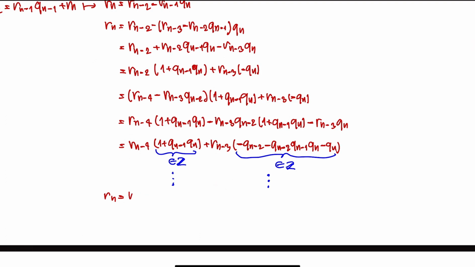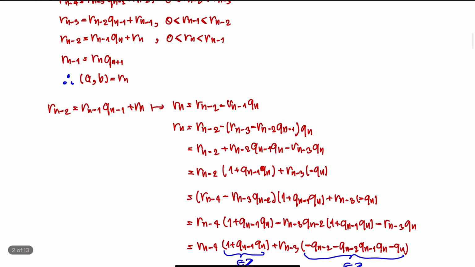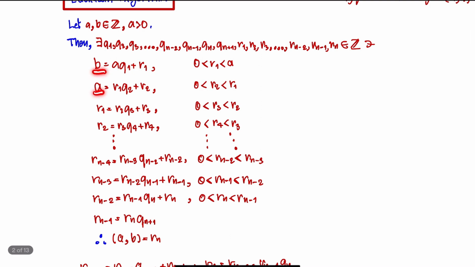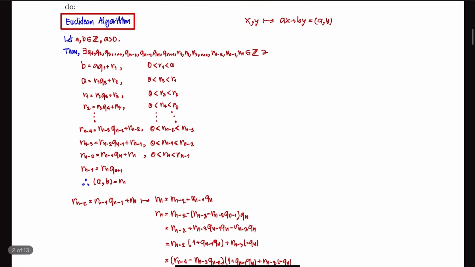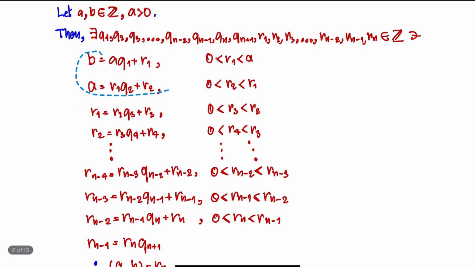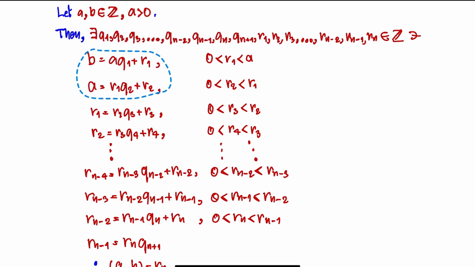So we're going to have R1 L1 plus R2 L2, where L1 and L2 are just integers. And we try to rewrite R1 in terms of A and B. So we just try to have Rn in terms of A and B. So let's take a look at this equation here.